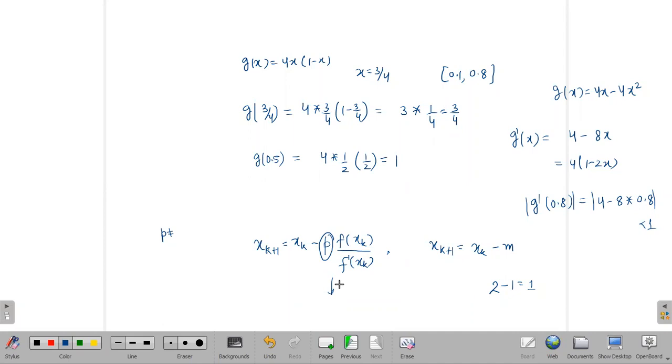Can you repeat the question? Ma'am, let A be a square matrix of order n, if A is equal to LU. Yes, yes. Then determinant A. Ma'am, how do we have to solve this?